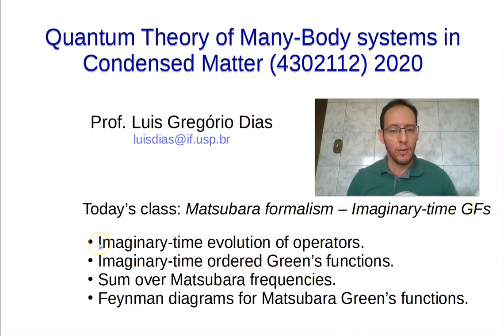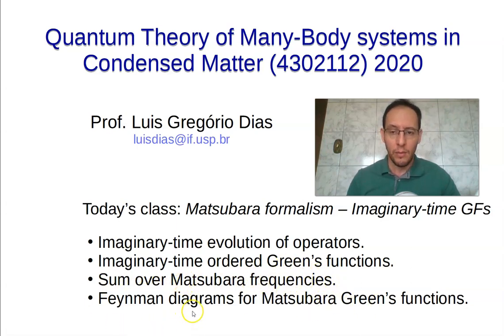So we're going to start with discussing the imaginary time evolution of operators and why we need that in order to treat the finite temperature case. Then we're going to define these imaginary time ordered Green's functions and see how we can do perturbation theory with them, similar to what we did in the case of regular time ordered Green's functions. And the difference here is that when you write, say, Feynman diagrams, instead of an integral in frequency, there will be a sum over discrete values of frequencies, which are called the Matsubara frequencies. So we're going to learn how to do those.